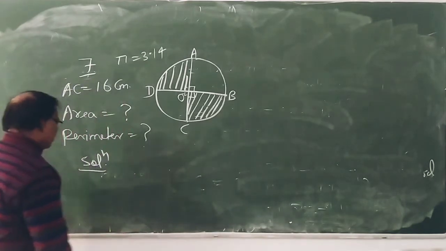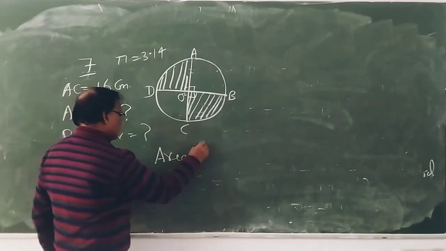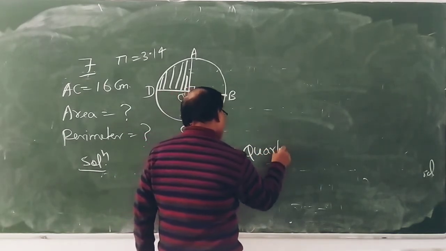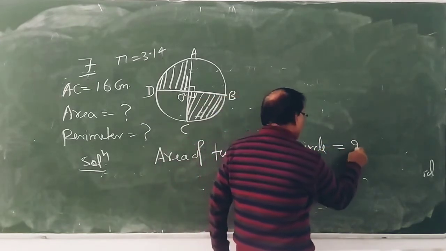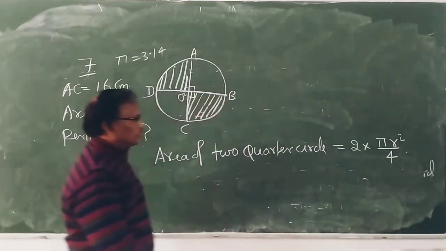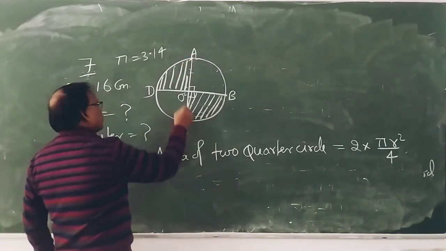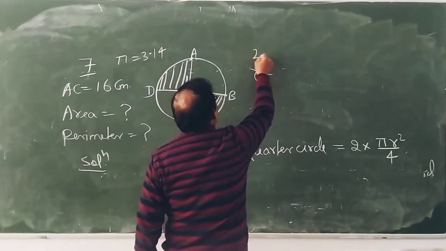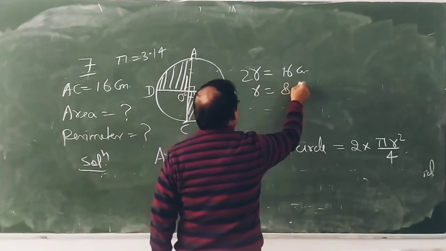So it is 1/4 of the circle. जब ये 1/4 है, तो the area of the quarter circle, and how many quarter circles? 2 quarters. So what will you get for the area? That is 2 into pi r square by 4. AC is equal to 16 centimeter. This one. It means this is the diameter. So what is the radius? If 2r is equal to the diameter, 16 centimeter, so r is equal to 8 centimeter.